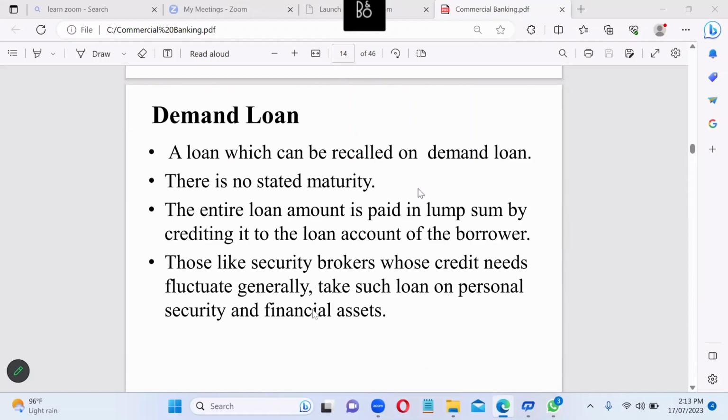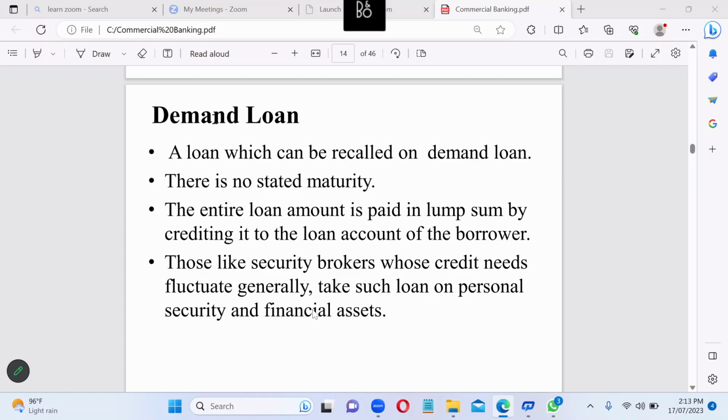Demand loan means a loan which can be recalled on demand. There is no stated maturity. The entire loan amount is paid in lump sum by crediting to the loan account of the borrower. Once you get the loan from the bank, at one time you have to pay the money and settle all of the loan. That is called a demand loan.